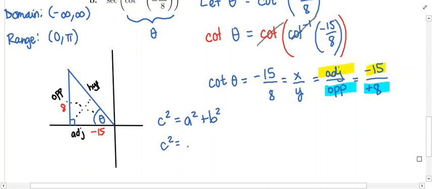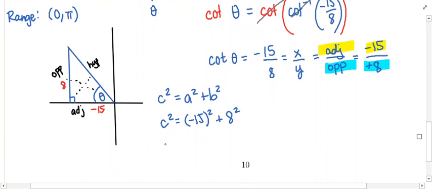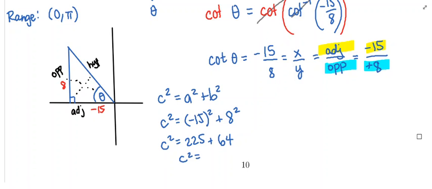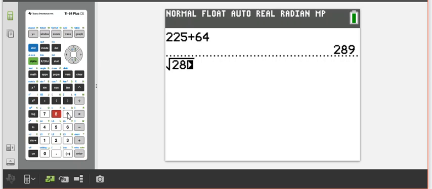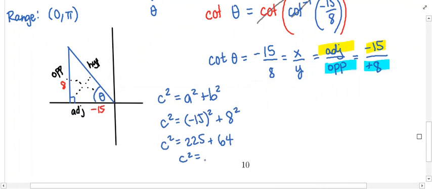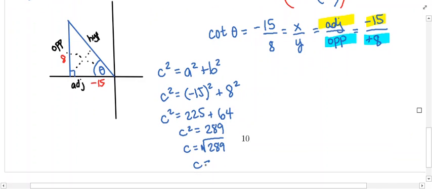Okay, so we're going to say c squared is equal to the adjacent side, which is negative 15, that entire quantity squared, plus the opposite side squared. This is going to give us negative 15 squared is 225, and then we're adding 64. So c squared is going to be, let's go to the calculator here, 225 plus 64. We're going to get 289, and since we're here, the square root of 289 should be 17. Okay, so c squared is 289. We need to take the square root. Since this is a hypotenuse, only the positive value matters. So the hypotenuse is going to be 17.